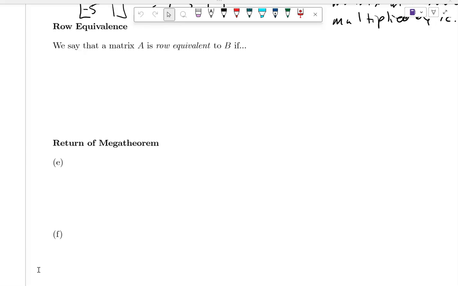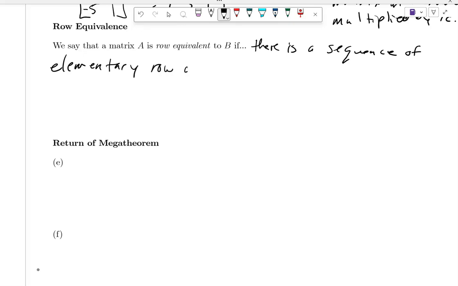All we mean by two matrices being row equivalent is if there's a sequence of elementary row operations, I should say, that I'll say turn A into B. So if I can do a bunch of elementary row operations to A and end up with B, then I get what we refer to as being row equivalent matrices.